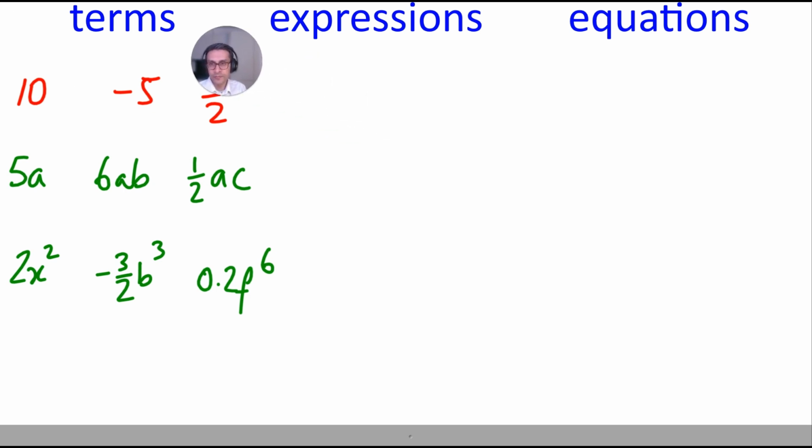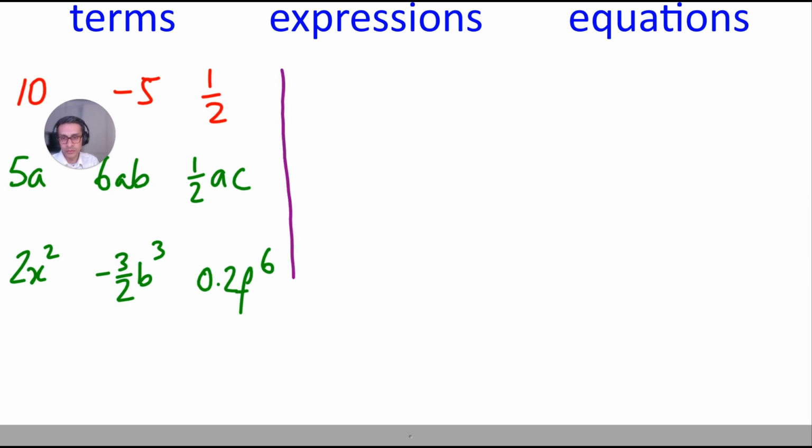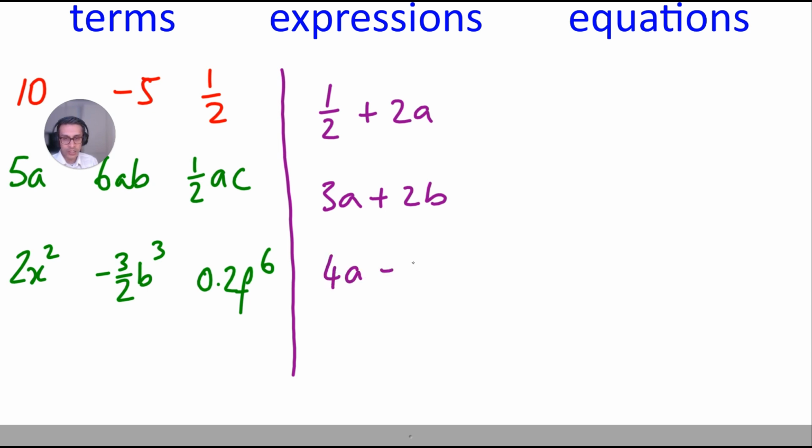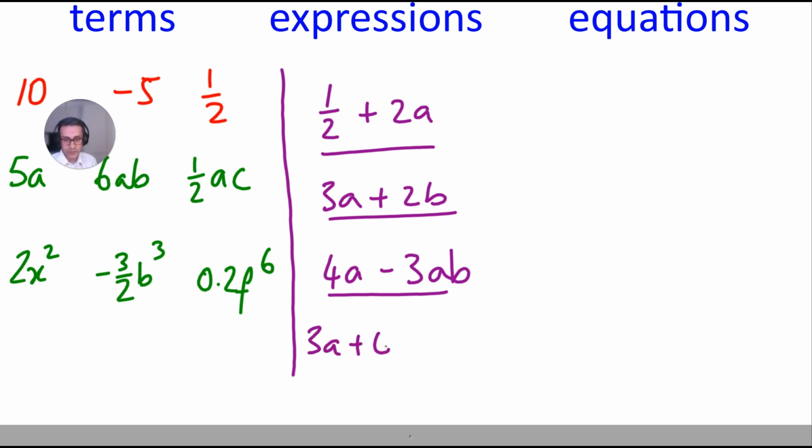An expression is where you have more than one term put together. So for example, a half plus 2a, or something simple like 3a plus 2b. You can have 4a minus 3ab. Any combination of terms will make an expression. And you can have any number of terms as well. So you can have something like 3a plus 4b, take away 3z, and it could just go on. All of these are examples of expressions.